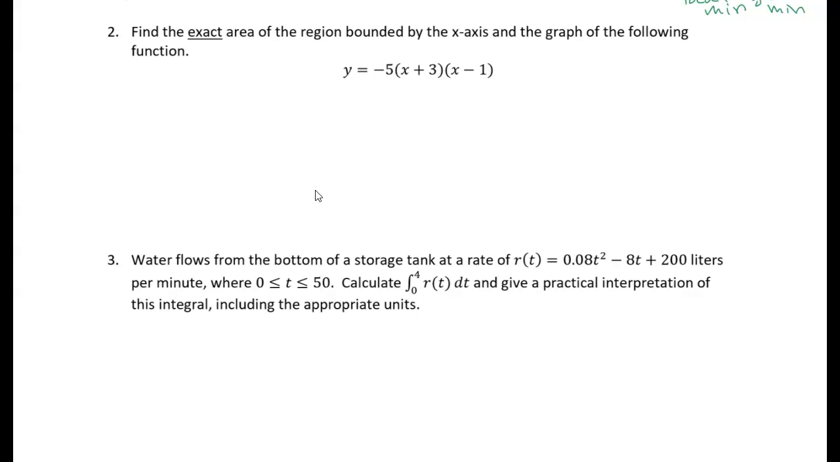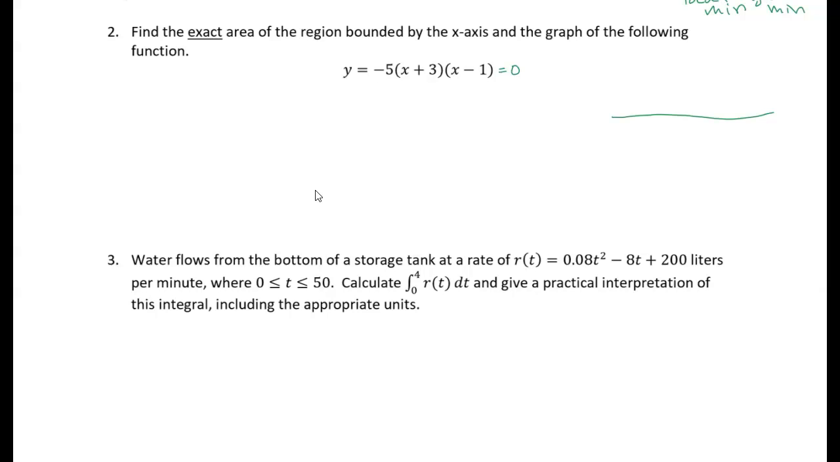So I'm just going to sketch a little graph of this thing. Now, one thing I know, if I multiplied this out, I would have a quadratic, right? Because I'd have an x squared term plus some x term and so on. So I might want to multiply this out, but I also kind of like it in this factored form because if I set it equal to 0, then I know I have x-intercepts at -3 and +1.